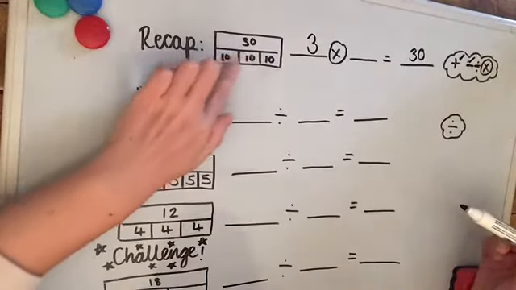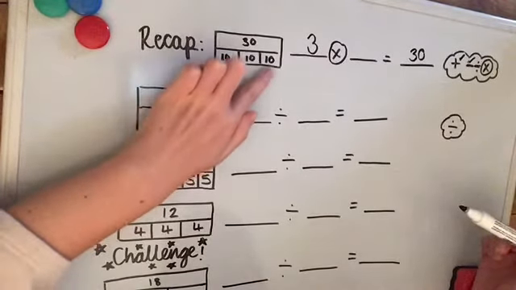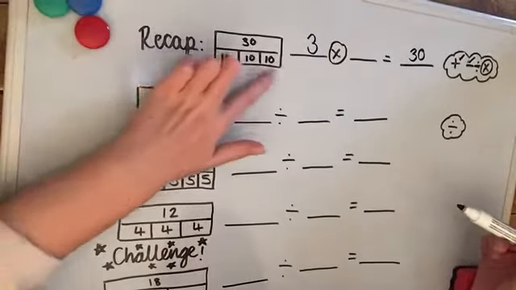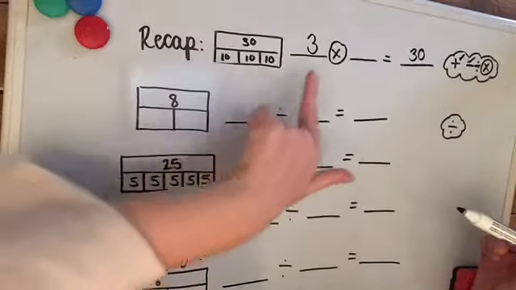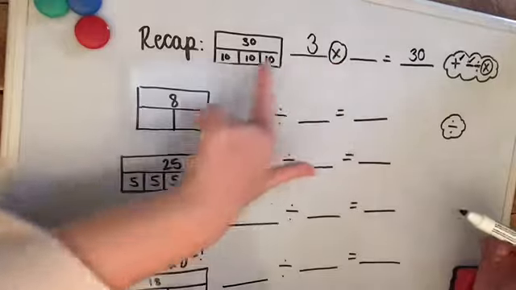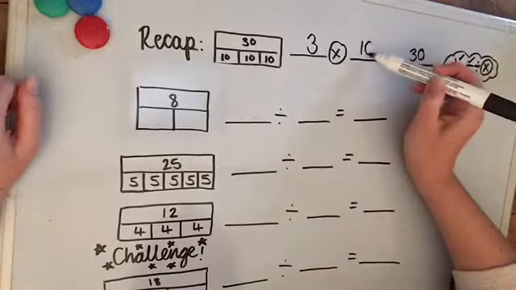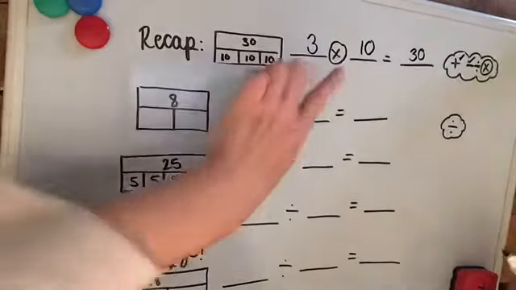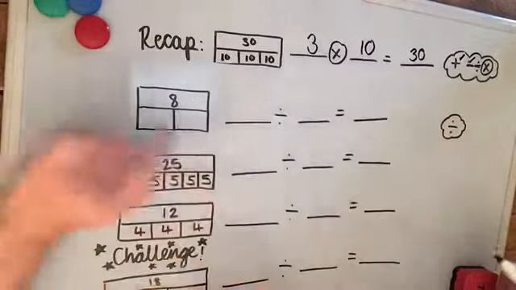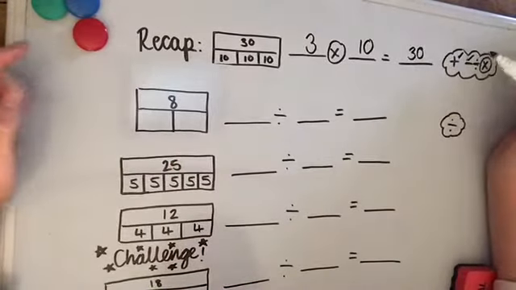Then we look in each of the groups. There's 10 in this one, 10 in this one, 10 in this one. So 3 equal groups of 10. So this is telling us 3 lots of 10 is making 30. 3 times 10 is 30. Okay, we did that yesterday.